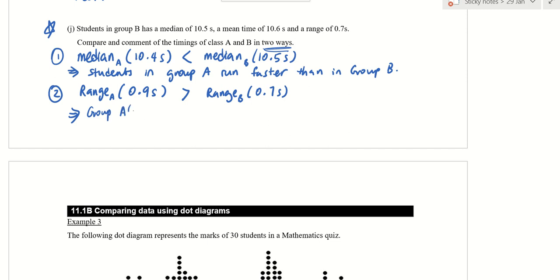Group A's timings are more spread out. Okay, they are more spread out than group B's timings. Alternatively, we can say that group B's timings are more consistent than group A's.